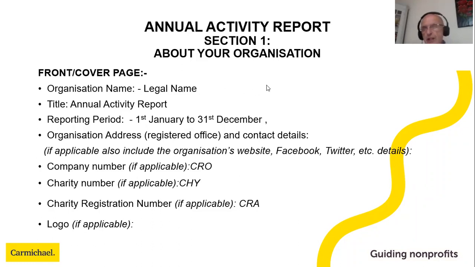Sorry, in relation to the legal name there, sometimes organizations get caught out on that because they may have moved location. So the location address will have changed. So it needs to be updated on the company's registration office as well, where that occurs. Again, the company number, that's the CRO number. If you have a CHY number under the revenue system, include that number as well, together with your charity registration number, your CRA number. And if you have a logo, most organizations have a logo, certainly emblazon that on the front page or the cover page, as you so choose.